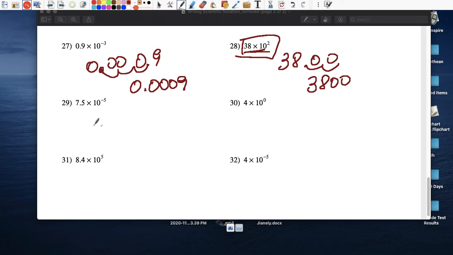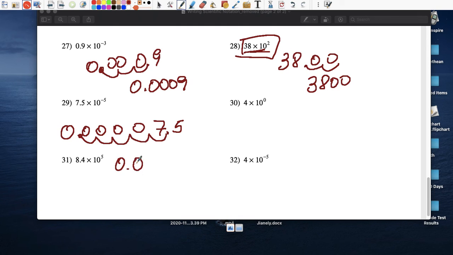But so 7.5 times 10 to the negative 5th. Here's 7.5. Let's move it to the left 5 times. 1, 2, 3, 4, 5. And in standard notation, rewritten is that very tiny number. 4 times 10 to the 1st power is just 40. Remember, 10 to the 0 power is the same thing as 1.